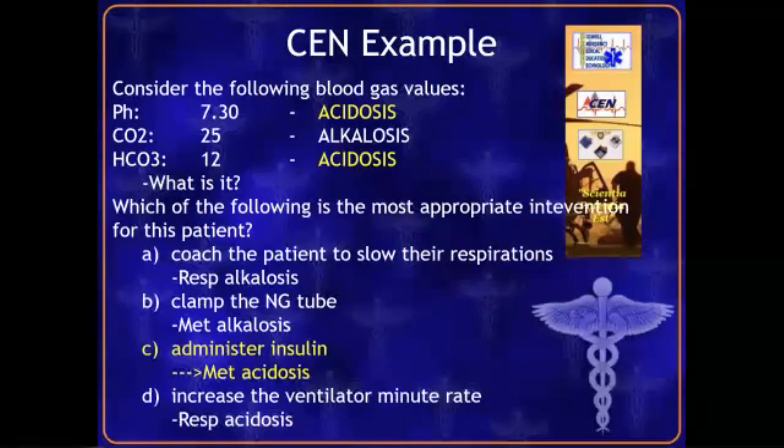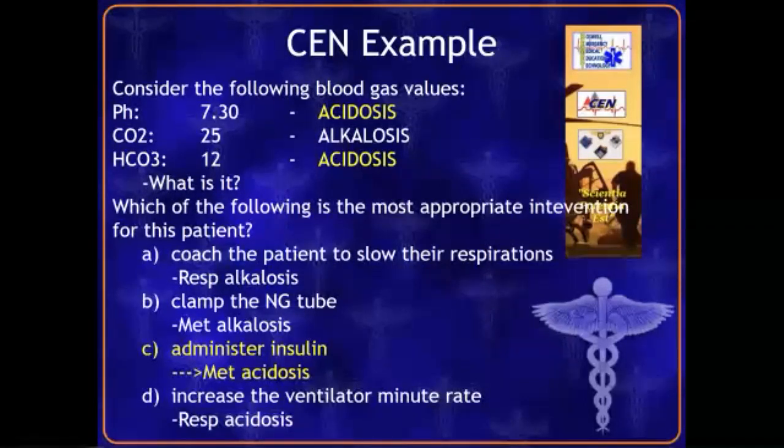I had one class where someone said, how do I know this person is in DKA? Well, you don't, but that doesn't matter. None of the other interventions are for a metabolic acidosis. So while you don't know they're in DKA, you have no other choice.